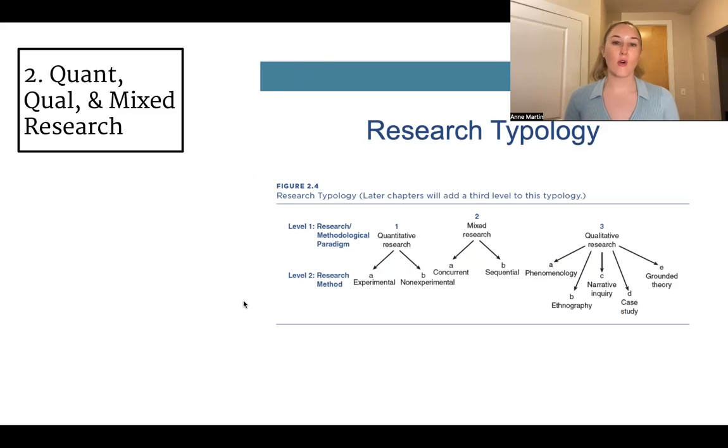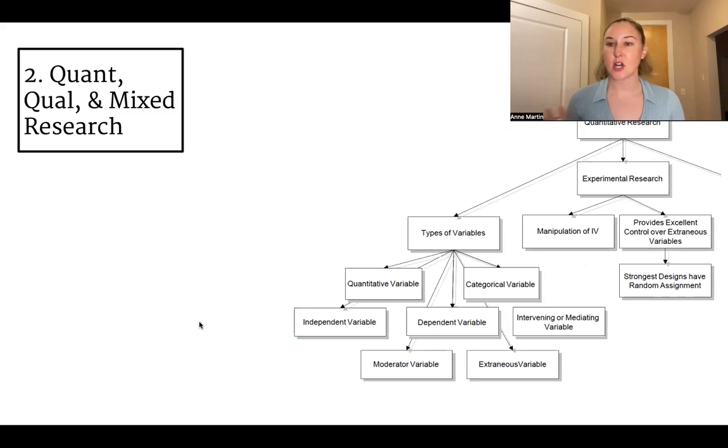And there's 3 overarching methodological paradigms that researchers use. One is a quantitative approach, another is a qualitative approach, and then a mixed approach that draws from both. So like I mentioned, chapter 2 is going to give an overview of those, and I'm going to talk to you a little bit about them here. So the first approach is a quantitative approach, and quantitative approaches include both experimental design and non-experimental design.